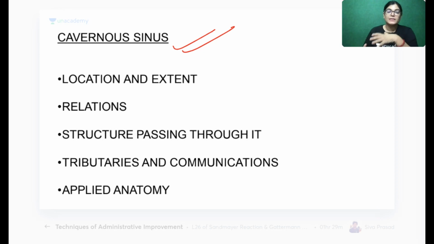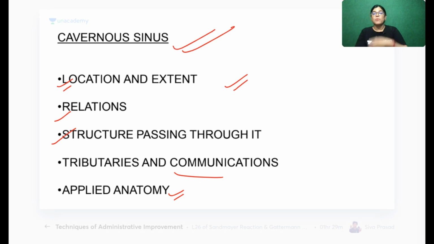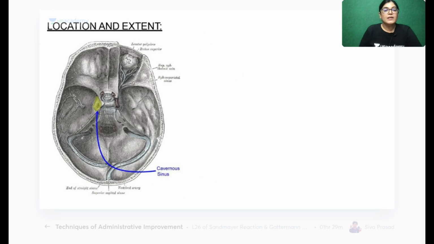I will tell you about the cavernous sinus and how I am going to correlate with the topic. The topic will be done in a following way. First, I am going to target the location and the extent. After that I will tell you the relations. Then I will also tell you the structures which are passing through it, and tributaries, communications, and the clinical anatomy. And at the end, I will discuss a few MCQs related to the topic. So this is how we are going to cover all important topics of anatomy before your exam day.